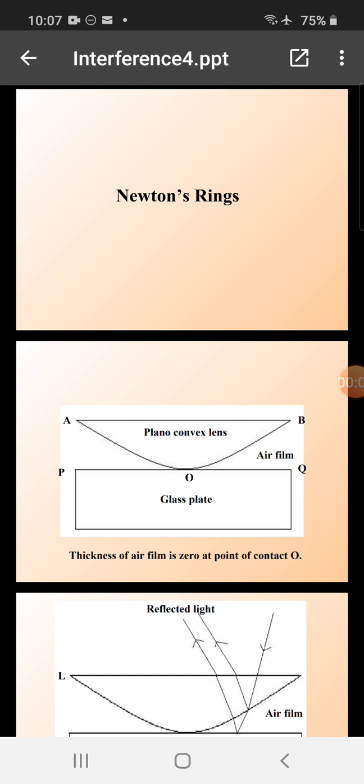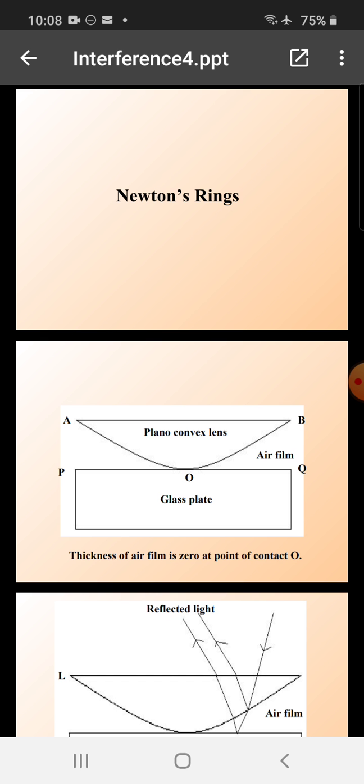Hello friends, today we are going to start one of the most important topics of interference of light, that is Newton's rings. Now this Newton's rings experiment, you will perform it in the lab also. Here we will discuss the theoretical portion which you can apply directly in the experiment when you perform this in the lab.